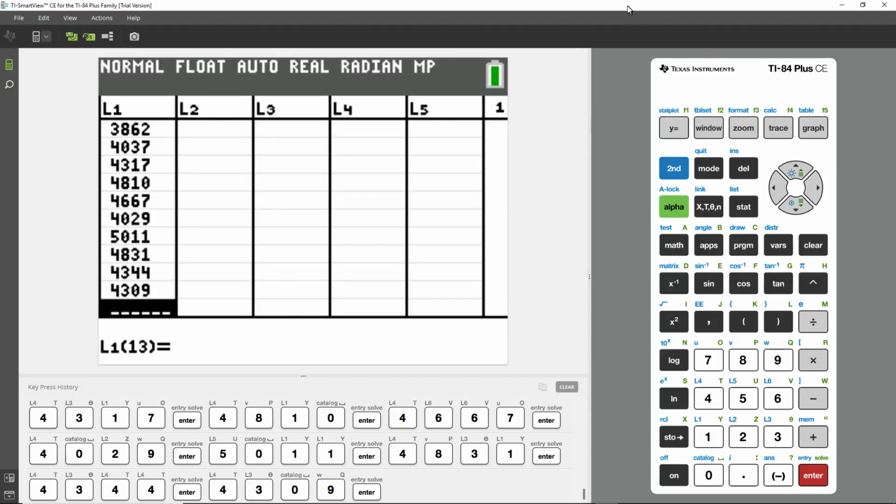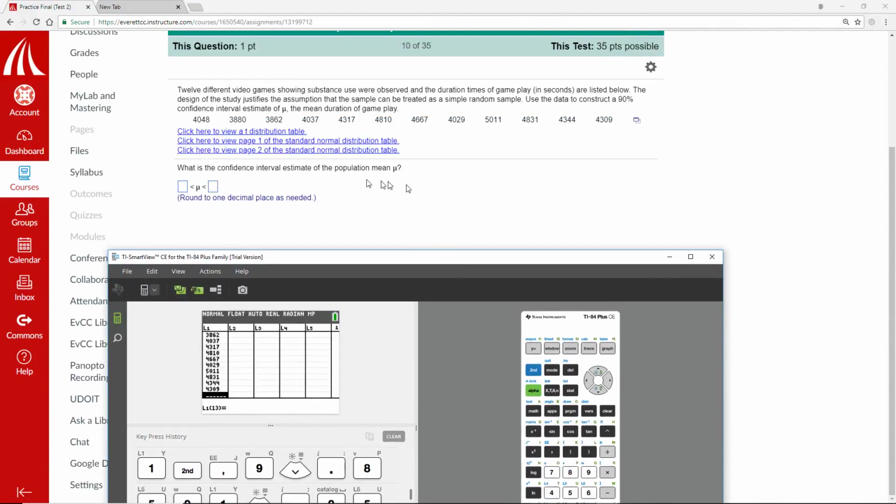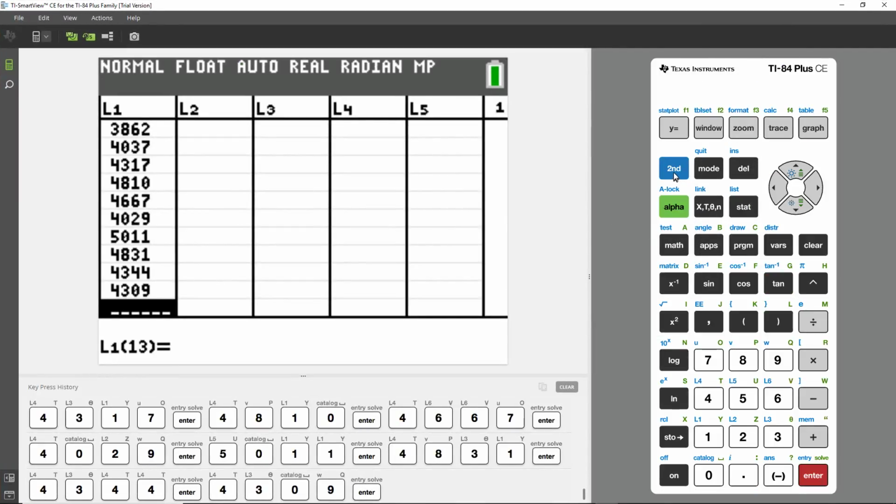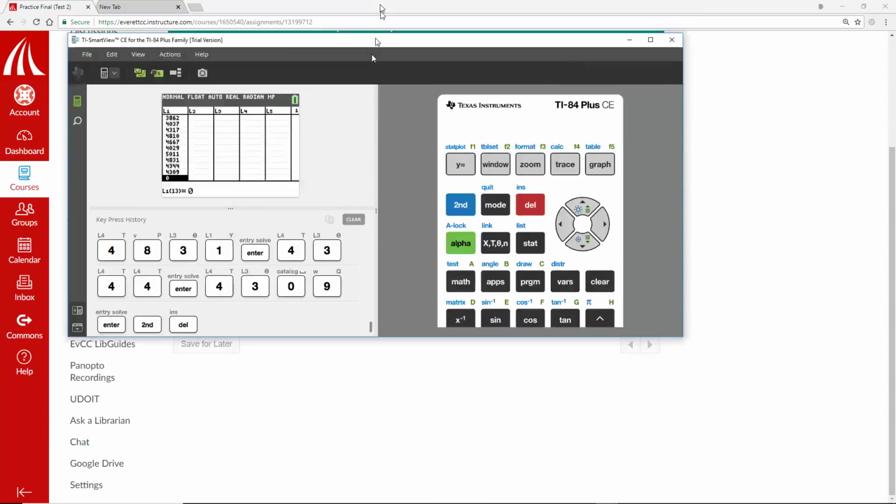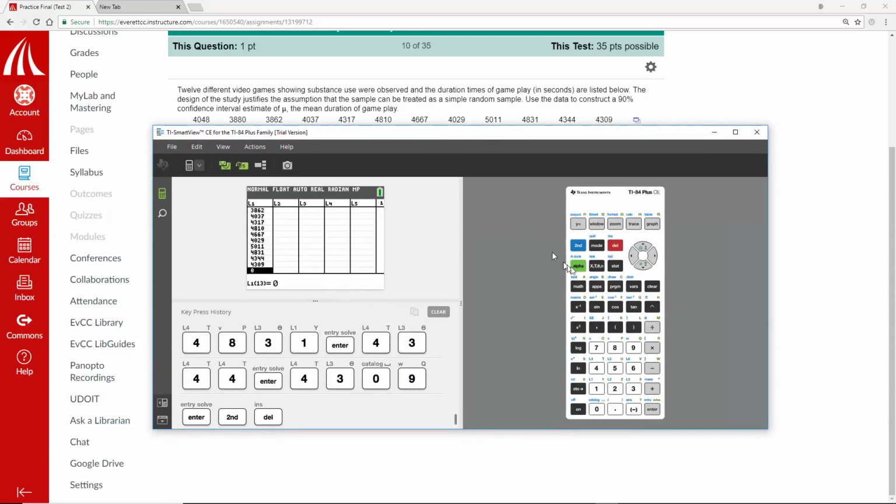Now all I have to do is create a confidence interval, but I need to know what kind. Well, I'm given the mean and the sample, and my confidence level is 90%. So that's all I got. Let's get out of here. Oh, 40. Okay.